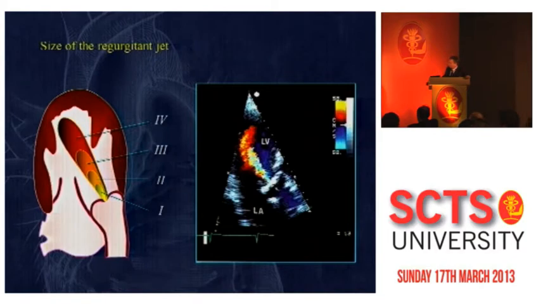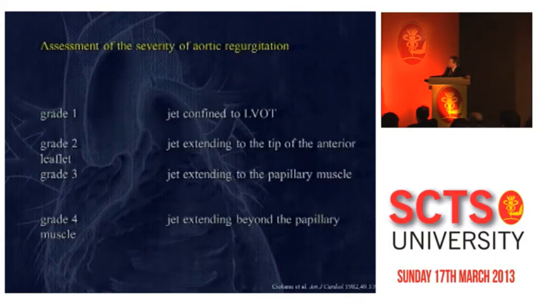In general, there are 4 grades when you do that, from 1 to 4. And you look at the jet, which is here, this mosaic, a little bit greenish jet. The aortic valve is there. And not to be confused with the mitral inflow. So very often this is quite difficult because you would think this is going to the apex of the left ventricle. In fact, this is the mitral inflow, and the aortic regurg is only located here. In general, we say that a small aortic regurgitation is the one confined to the LVOT. If it extends to the tip of the anterior leaflet, it's grade 2. If it goes to the papillary muscle, it's grade 3. And if it goes beyond the papillary muscle, it's called grade 4.